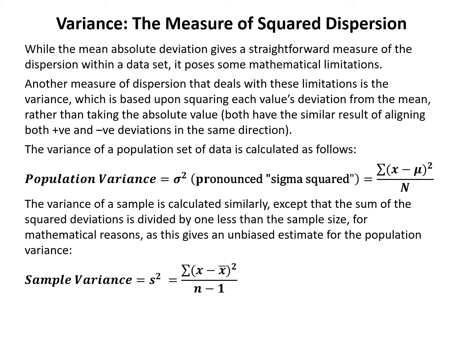And the mathematical reasons for that are again somewhat beyond the scope of the course, but what is relevant to know for this course is that the reason we divide by n minus 1 instead of n is that by doing this, the value of the sample variance, which we call s squared, is an unbiased estimate for the population variance. So we can use s squared for a sample to give us an unbiased estimate for the population variance, sigma squared.